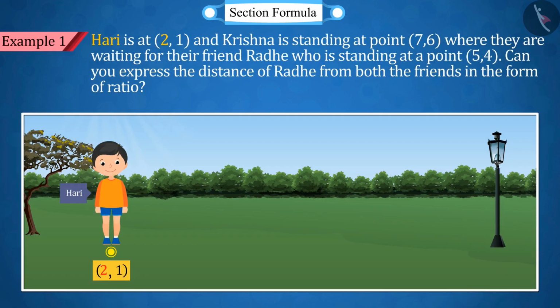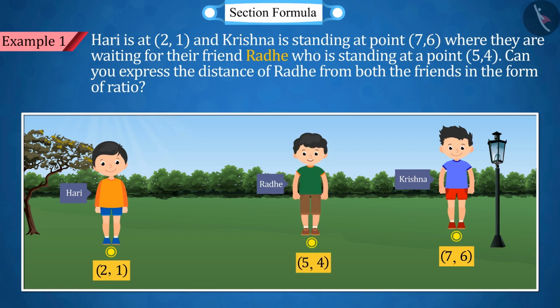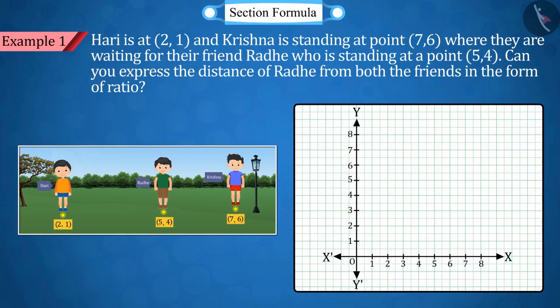Hari is on point (2, 1) and Krishna is standing on point (7, 6), where they are waiting for their friend Radhe, but Radhe is standing on point (5, 4). Can you express the distance of Radhe from both the friends in the form of ratio? Let's see it in the graph and set the coordinates.